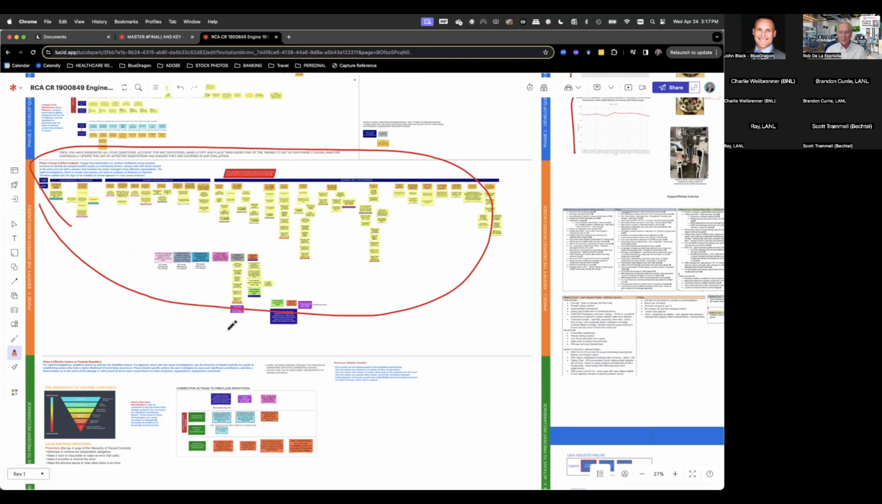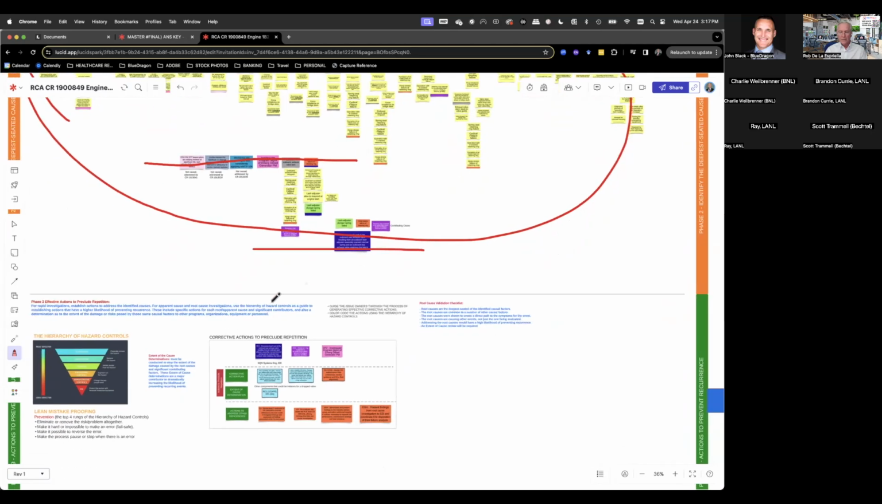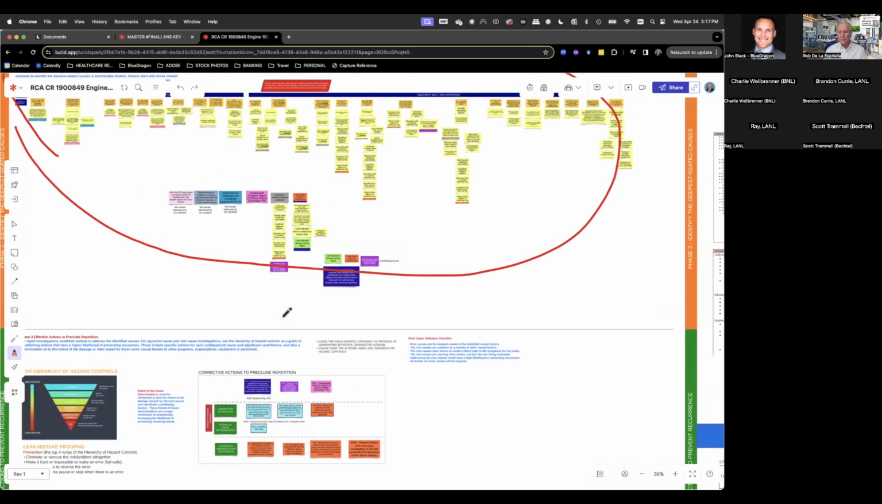And from there, we can start to see how the common causes played out, which ones are significant. This is the significant contributing factor line. This is the root cause line. And then we take all those issues down here into phase three.